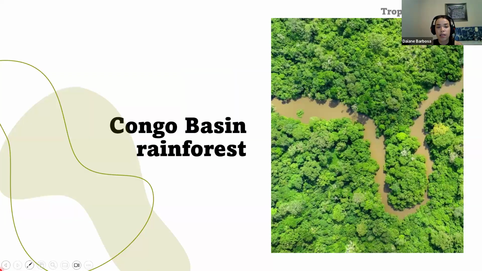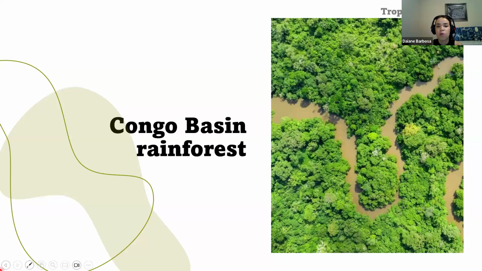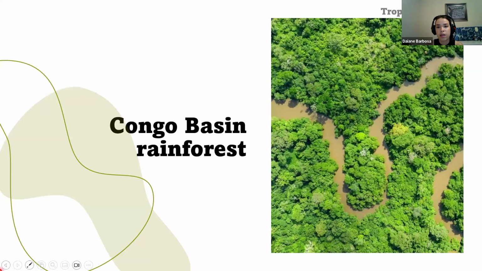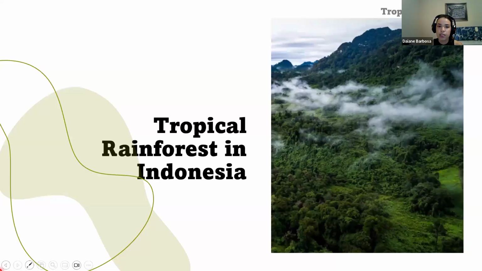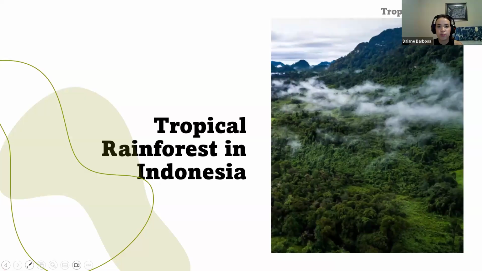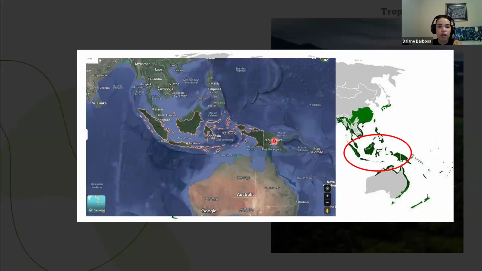The second biggest forest in the entire world is the Congo Basin rainforest in Congo. The third one is the tropical rainforest in Indonesia. In Indonesia, we have a lot of different islands. In the big one, we have the 30 biggest forest in the entire world.